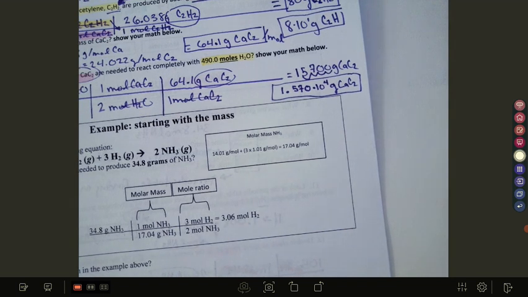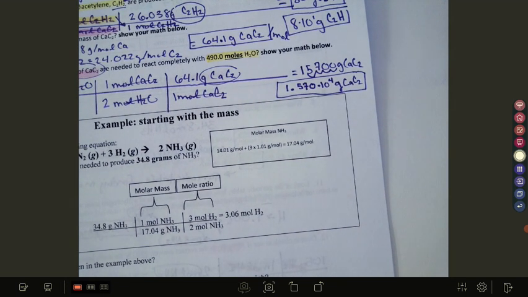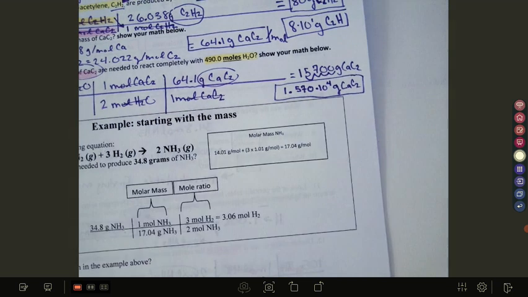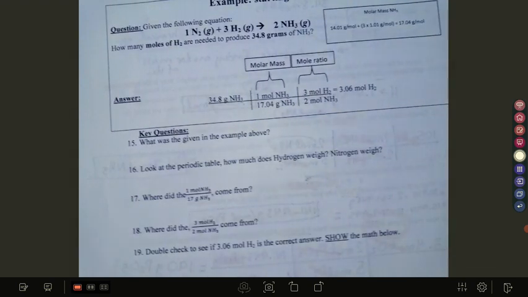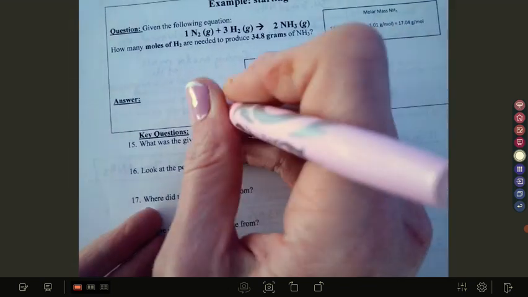All right, now the next one below, they're going to start with mass. Same thing, but this time instead of starting with moles, they're going to start with mass. It's a very similar process, so go ahead and try the next section here. It says 15.9, what is the given above? Use the same molar mass, it's 79.